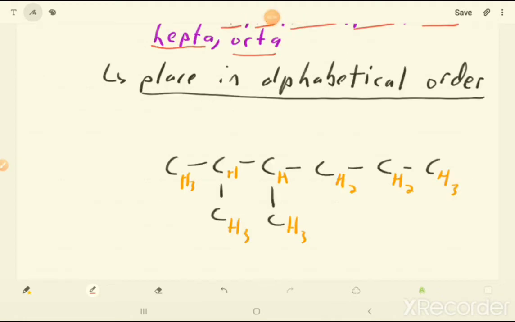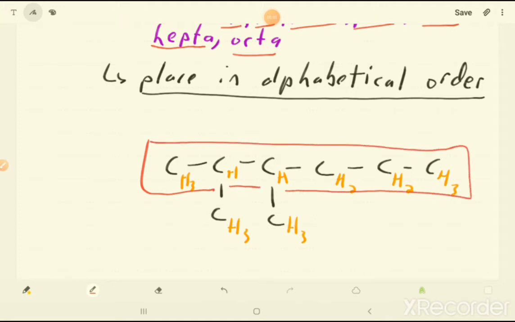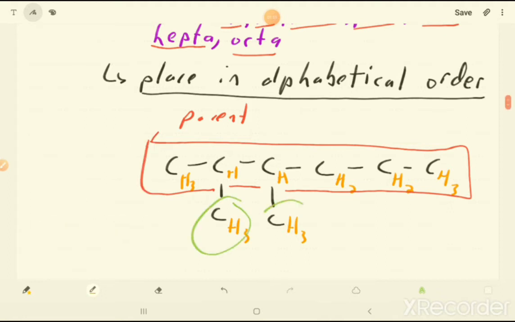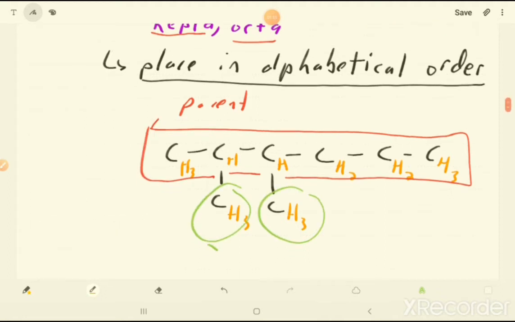So for this one, we're going to do the usual, which is identify the parent chain. And that would be the longest continuous carbon chain. It doesn't have to be perfectly straight, but what you can't do is double count. When we do that, we see that this over here is the longest continuous chain. So this is the parent chain, and anything that sticks out, namely these two, are the branches.